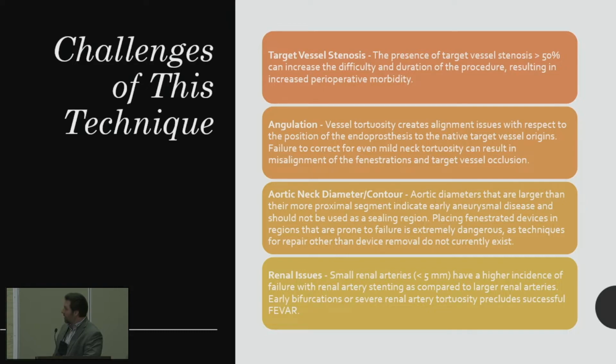We also have to worry about the diameter of the aorta, because they can't place the top of the device in a section of the aorta that is preaneurysmal. If that section were to become aneurysmal, there's no way to repair the device. They have to remove it currently. So it's important to note where the aneurysm starts and to pay close attention to areas that may be dilated but not quite aneurysmal yet.